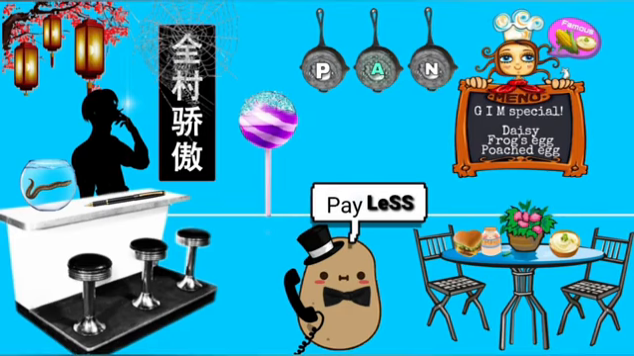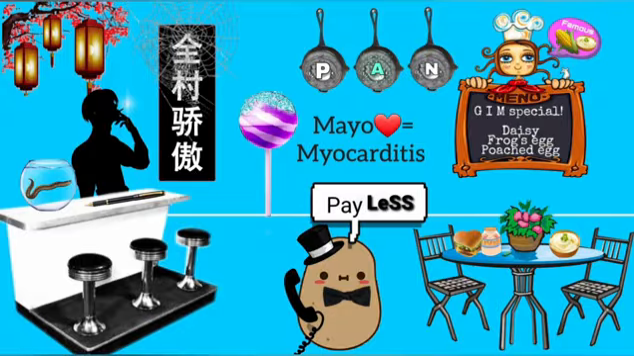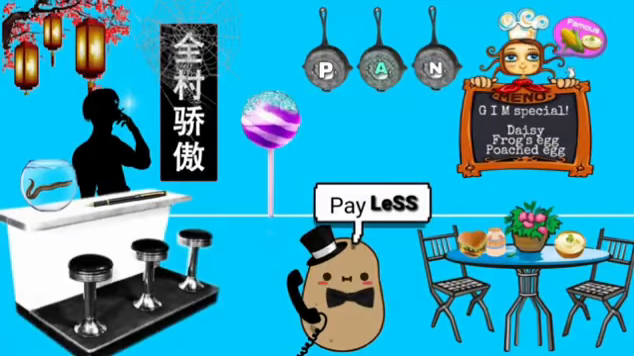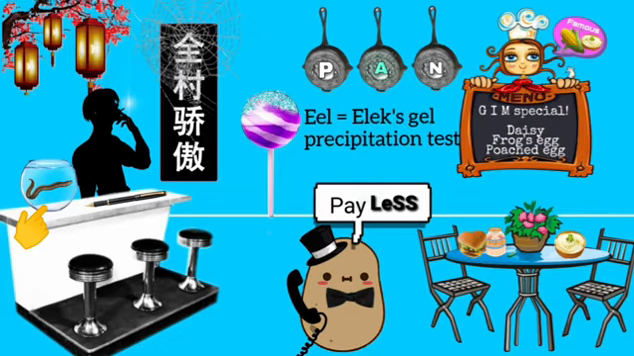On the table, there is a box of mayo beside a heart-shaped burger. This means that myocarditis is associated as a complication to diphtheria. In the fish bowl, you can see an eel, which will remind you of Elek's gel precipitation test, which is a virulence test performed to determine the pathogenicity of Corynebacterium diphtheriae.